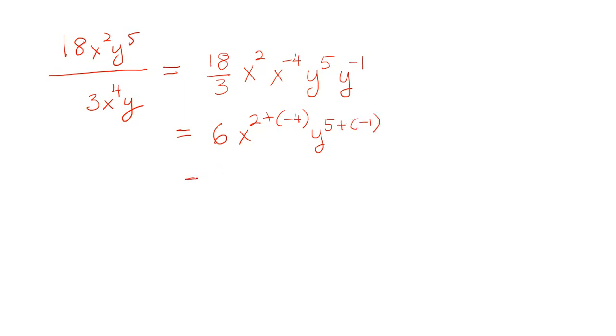So in this case, up until this point, you have 6. And then your x stays. 2 minus 4 is minus 2. And then y, 5 minus 1 is 4. So now you have it. If you want to make it more common, in a common term, you can put it like this. And then your x turns to this one. Okay, there you have it.